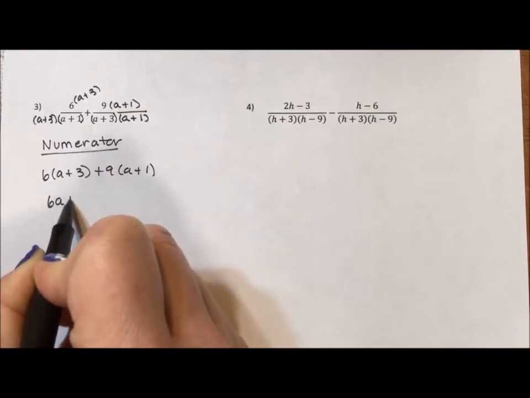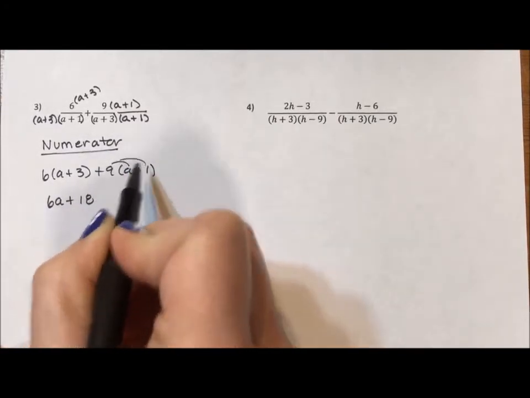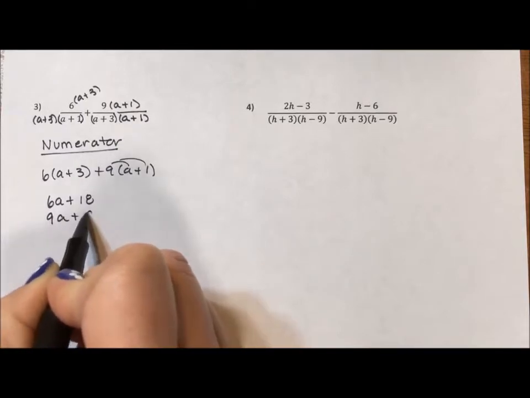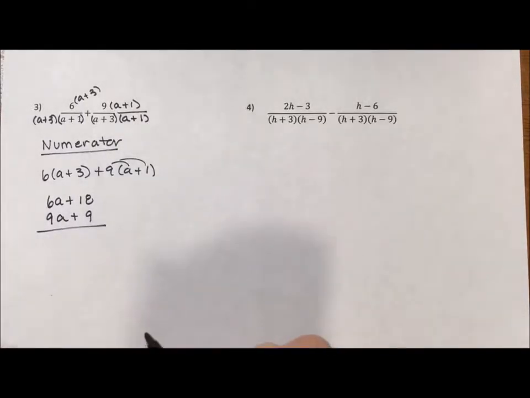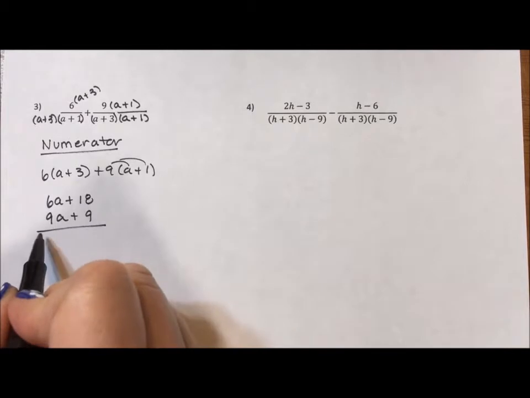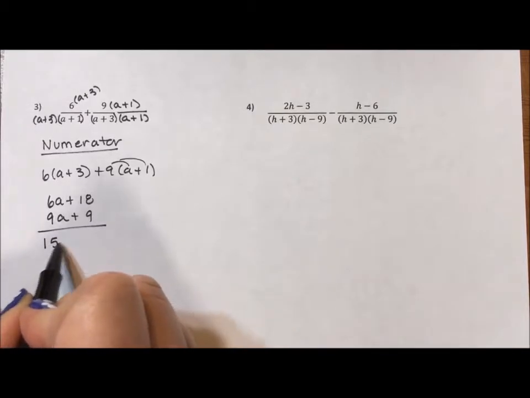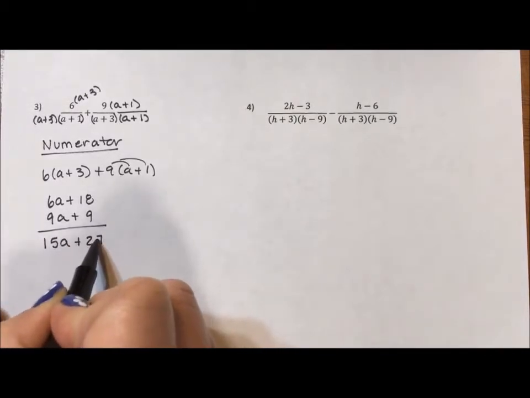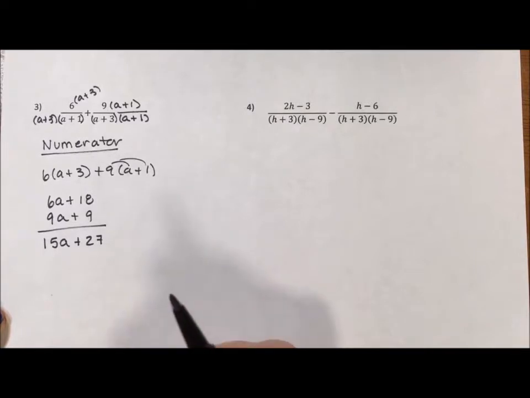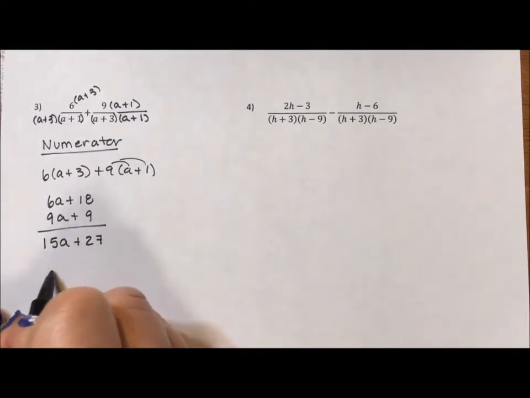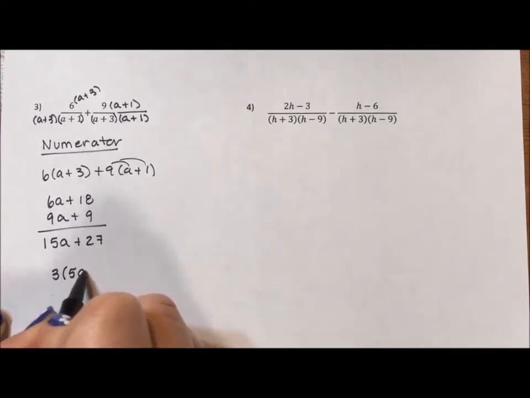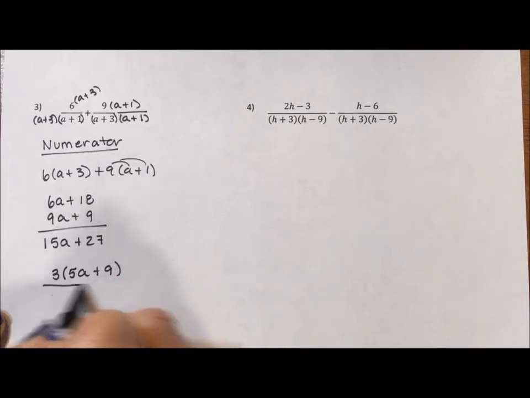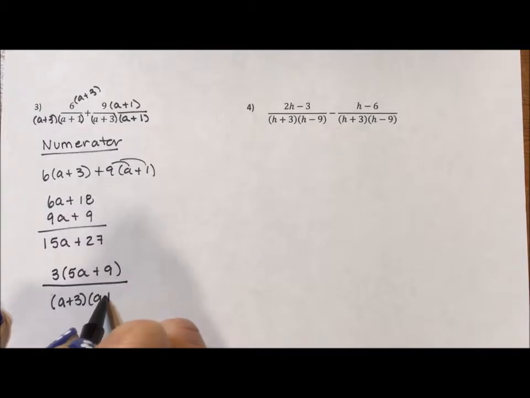Distribute: 6a plus 18. I'm going to distribute and stack 9a plus 9. Everything's positive, but if it wasn't, the stacking would help me combine like terms appropriately. 15a plus 27. And the last thing I'm going to do is factor. A 3 comes out of this: 5a plus 9. Now I'm going to bring my denominator, a plus 3, a plus 1. Okay, it didn't need to be factored.